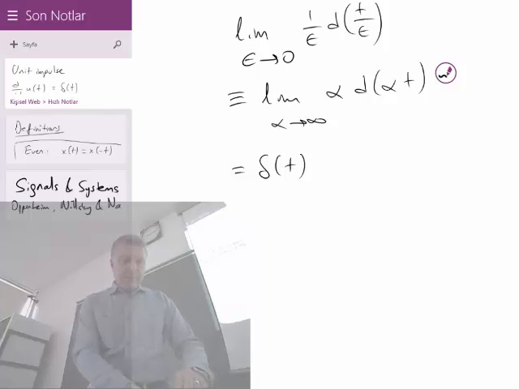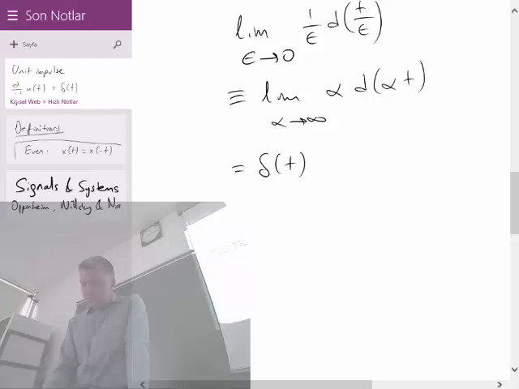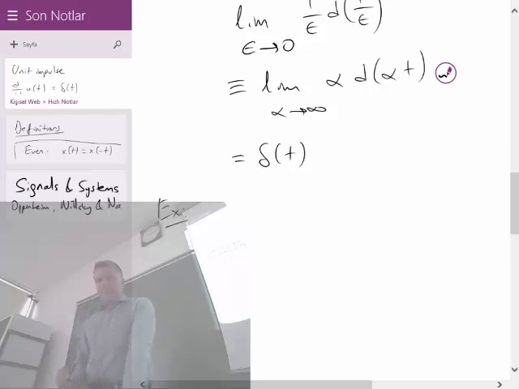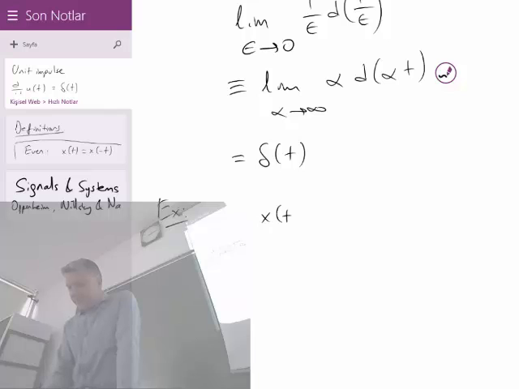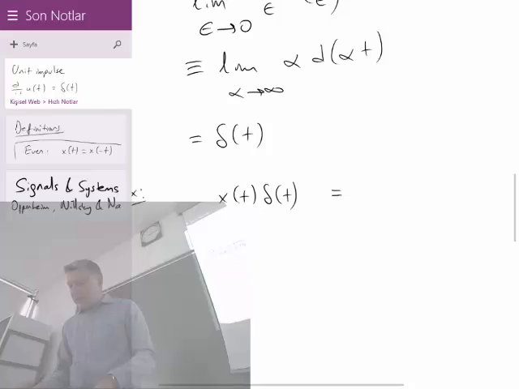And let's see if we have any nice definitions. Yeah. Where can we use it? Let me briefly try to explain, at least. The property that we are going to use will be like this. If you multiply x of t with delta of t, what will be the result? Well, the result will be x of 0 times delta of t.